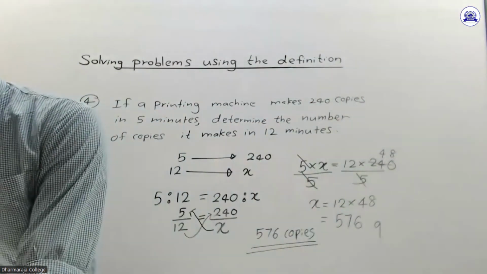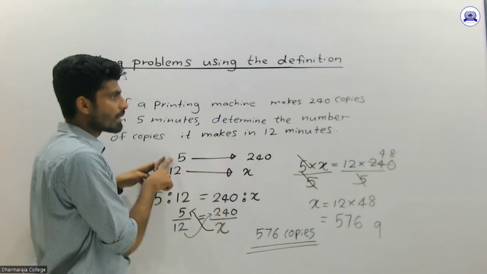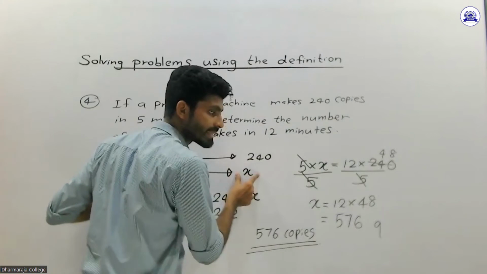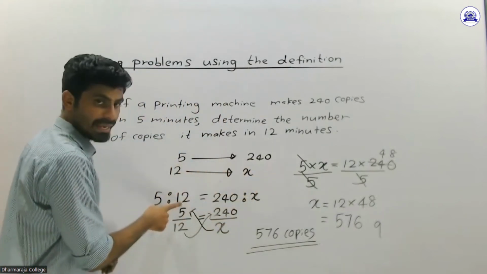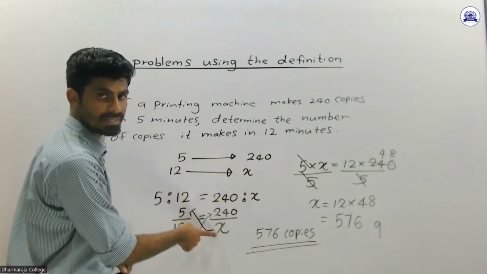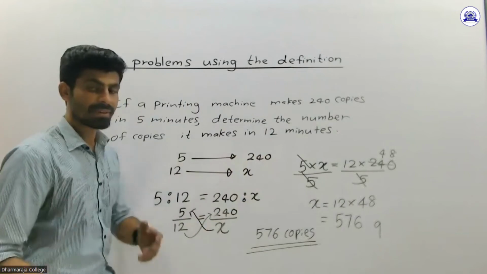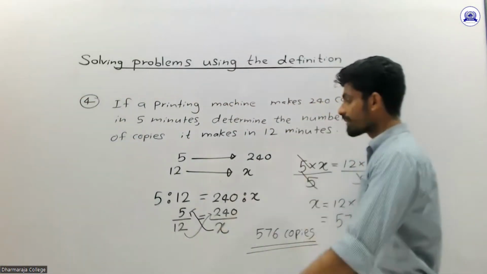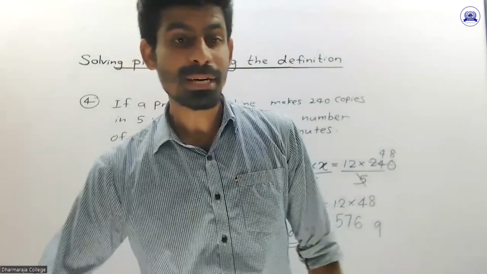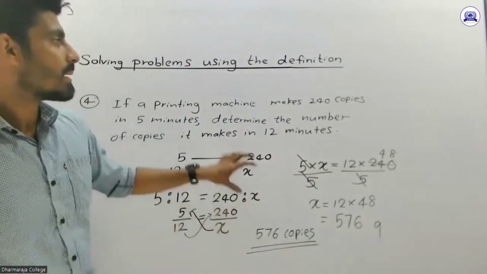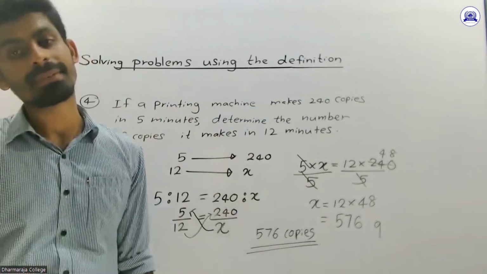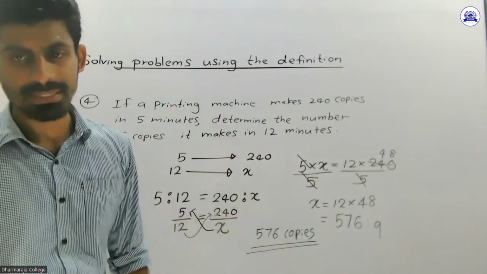576 copies. Look at this one. 5, then 240. For the 12 minutes, we don't know the value. We can take that one as x. 5 to 12 equals 240 to x. 5 over 12 equals 240 divided by x. Then you can do the simplification and the cross multiplication and find the answer for x. Very easy. I'm just quickly moving to question number 5. Now just try to do this one by yourself, then you can check your answer with me. That is the perfect method.